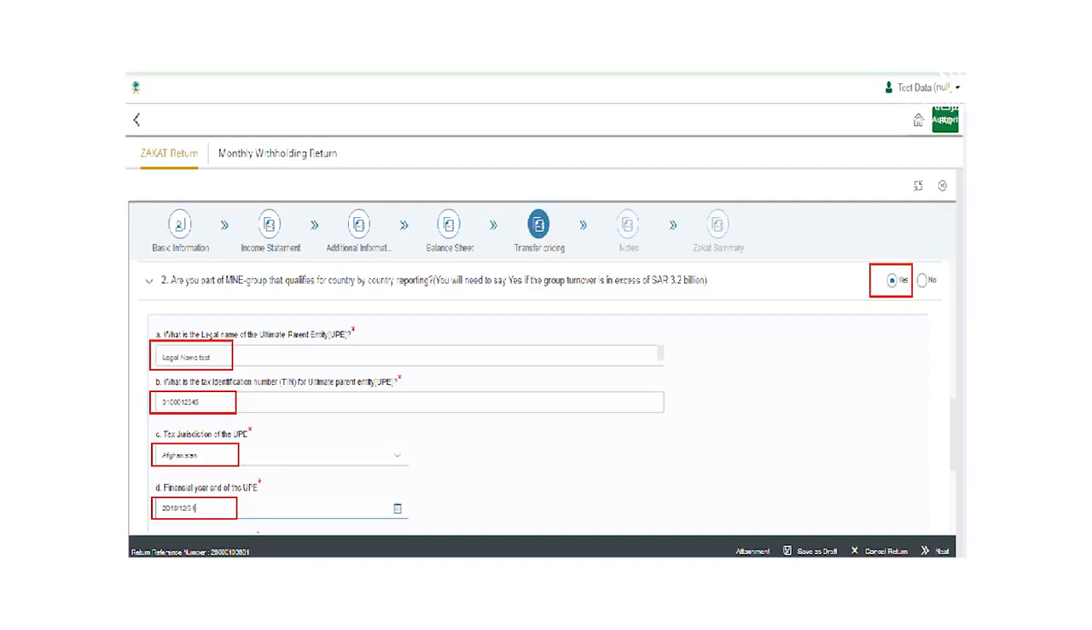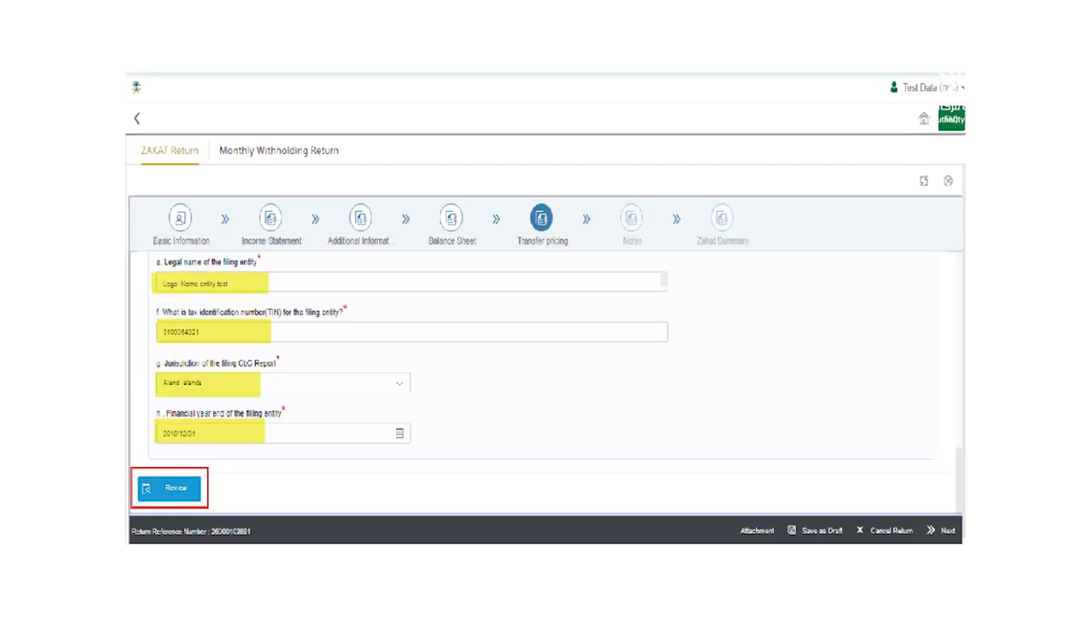This is one part. The other part is about the reporting entity, because sometimes the UPE is not the reporting entity. In this case, you provide the UPE information in the first section, and in this section you provide information about who will share or submit the CBC report. This information, again, similar to the UPE information, includes the legal name of that reporting entity, the TIN number, the jurisdiction, and the fiscal year.